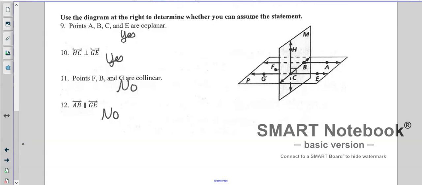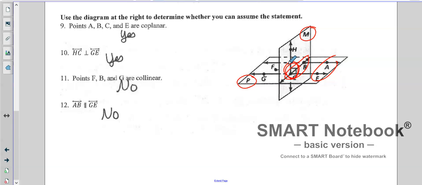Again, looking at a picture. So A, B, C, and E are coplanar. Well, here's A and E. What throws people off is B and C. But notice, if you use the laptop example, B and C is on the hinge. B and C is on plane M and plane P. Therefore, it is coplanar with A and E. All right? Now notice, different from the quiz, we do have the right angle symbol here. So we know that HC is perpendicular to GE. That is true.